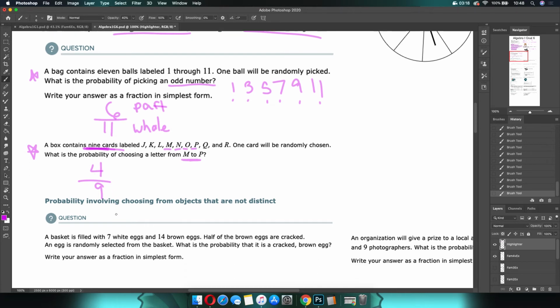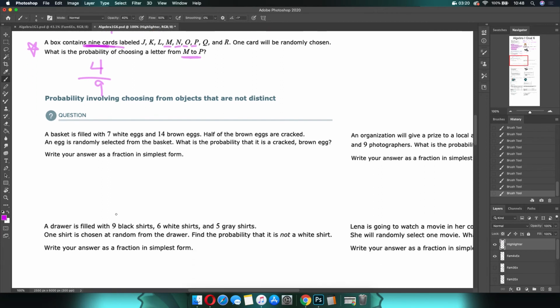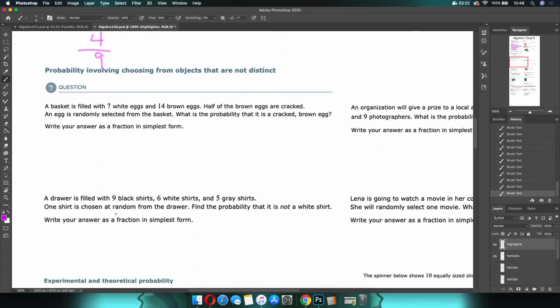Now let's try to make it a little bit more interesting, tick it up a little bit. And this one I have a lot of questions from students on, so I'm going to go through the effort of going through actually more than just a couple of examples. So we have 7 white eggs and 14 brown eggs. They don't tell you the whole. Now we have to figure out what is our whole. What is 7 and 14?